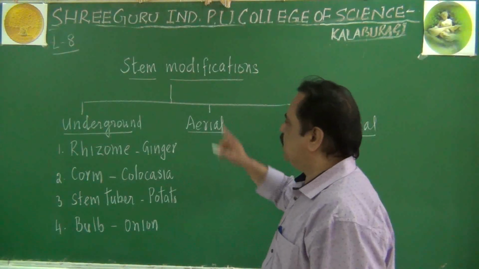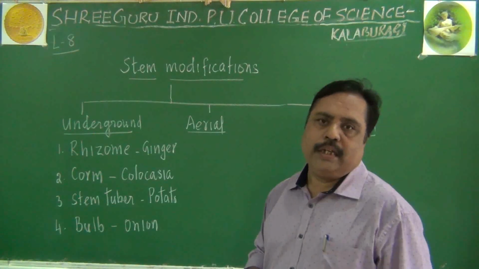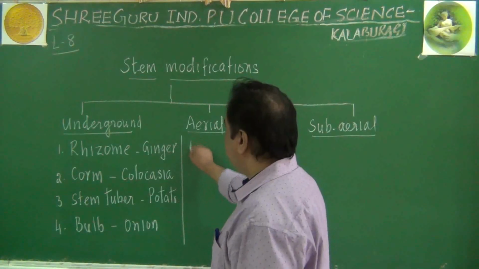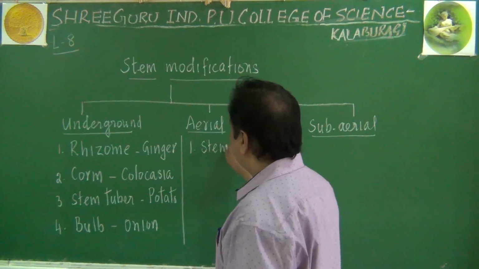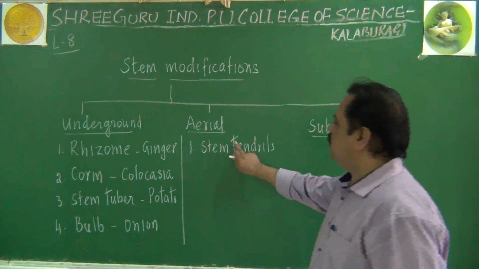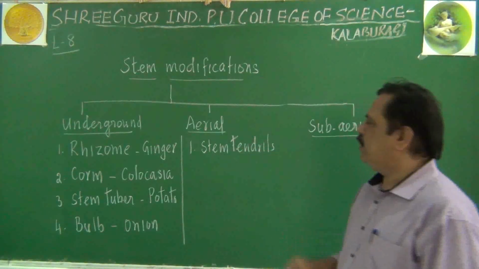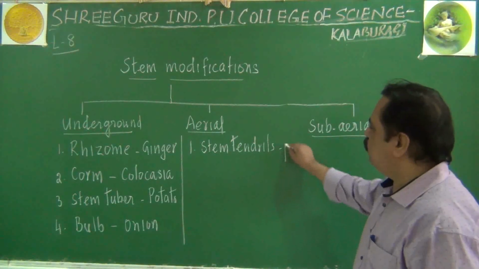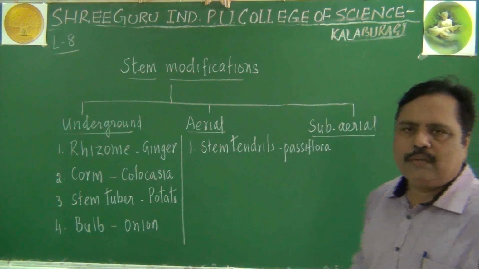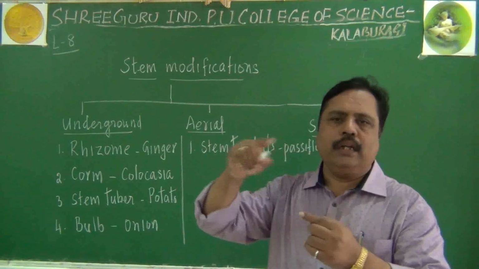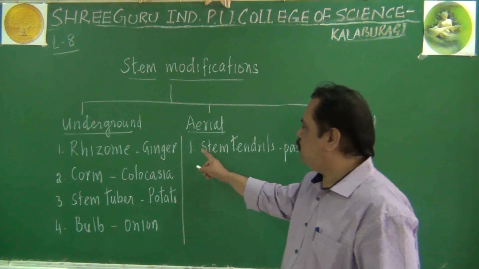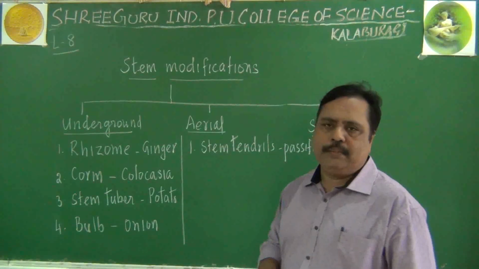Next, let me come to the second type, called aerial modification. In aerial modification, we have seen some examples like stem tendrils, you may be remembering. Stem tendrils are exhibited by some plants like Passiflora. Passiflora is the example given in your textbook for stem tendril. They are thin coiled structures which help for support. Remember, it is an aerial part. Tendrils will arise from axillary bud.